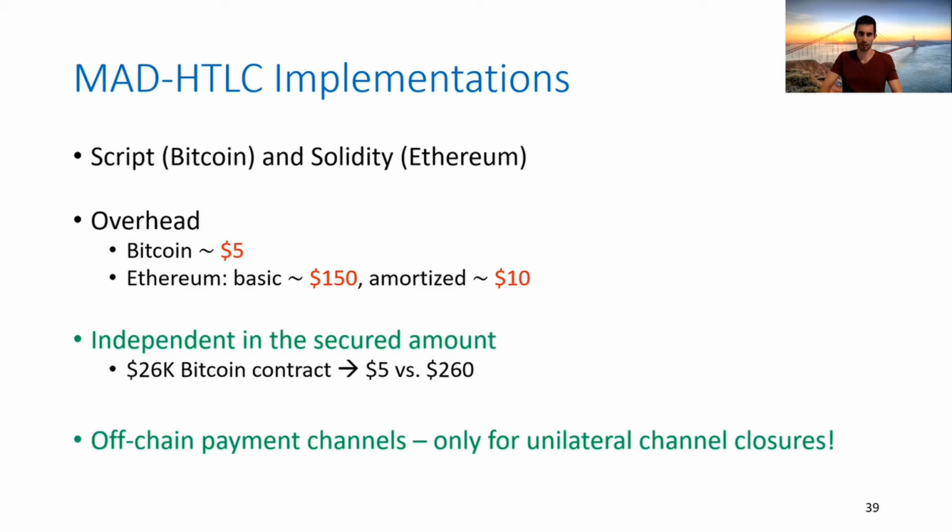Taking as an example the $26,000 Bitcoin contract, $5 is way cheaper than the $260 required for the HTLC counterbribe. I'll also mention that for the off-chain payment channels, the HTLC or the MAD-HTLC is only used when unilaterally closing a channel. This is not the general case and happens only if one of the parties is trying to cheat or becomes irresponsive. So even this lower overhead is incurred only if there is a dispute.